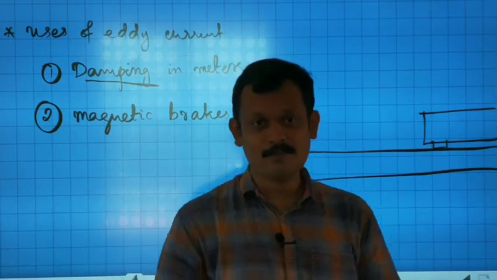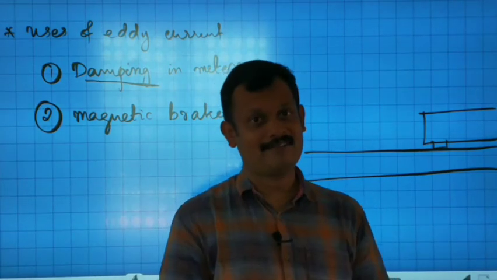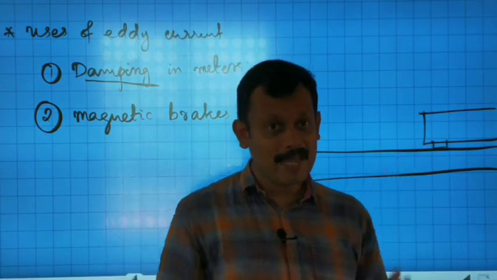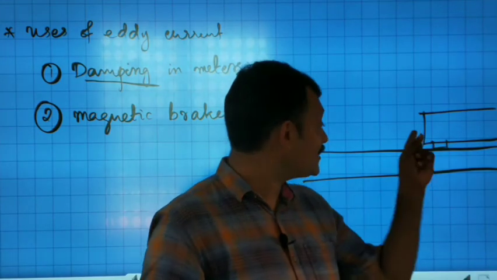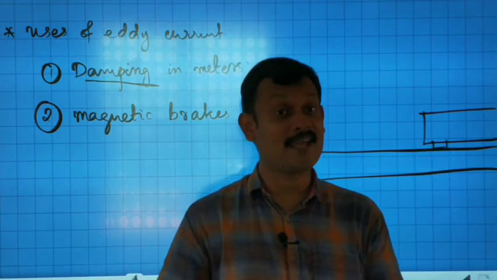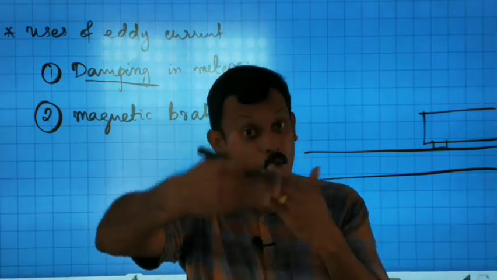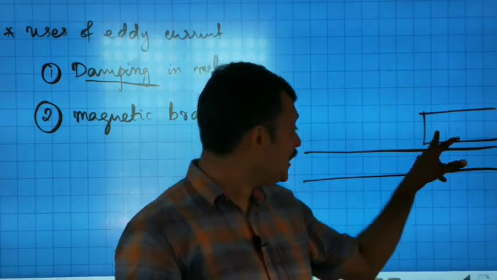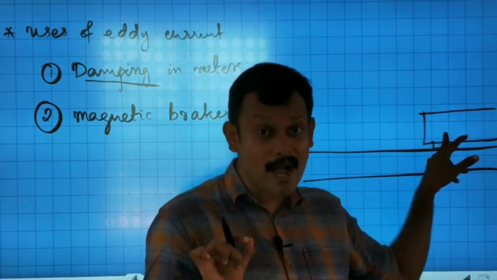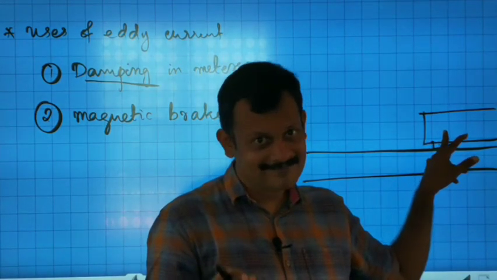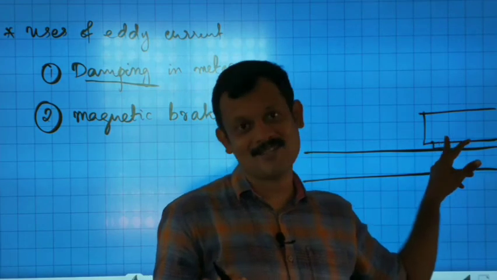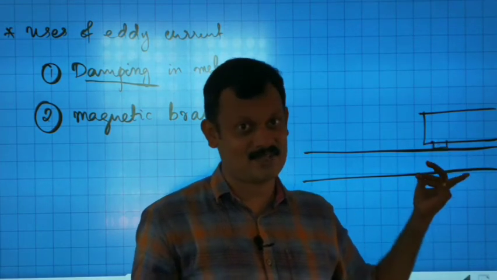Now, I want to apply brakes onto a train. When brakes are applied, these electromagnets are magnetized. How? A current is passed through these coils, and the coils get magnetized. In this way, the electromagnets are magnetized.